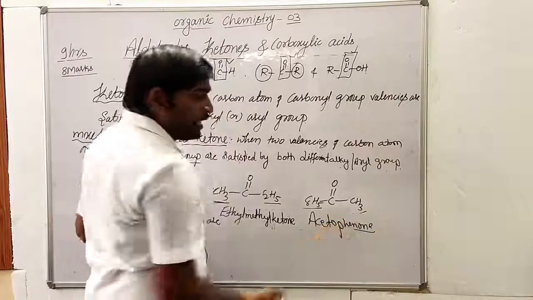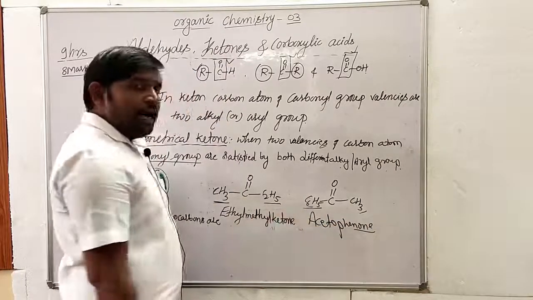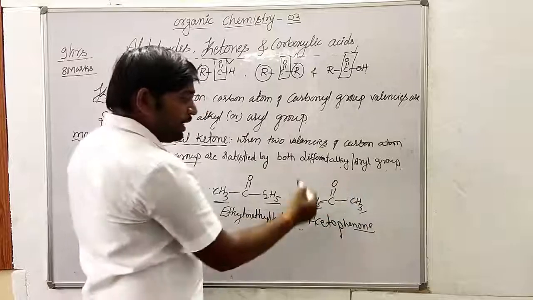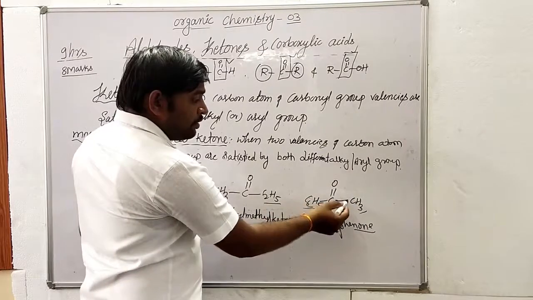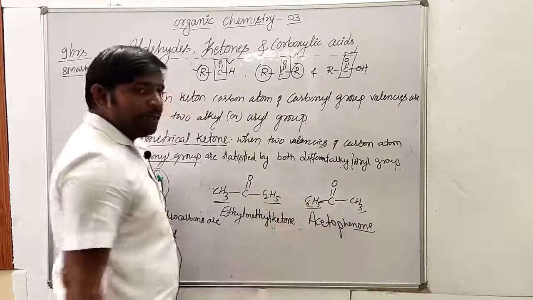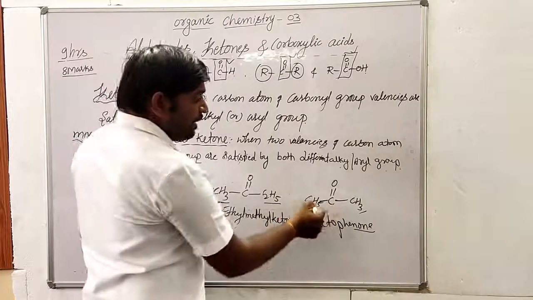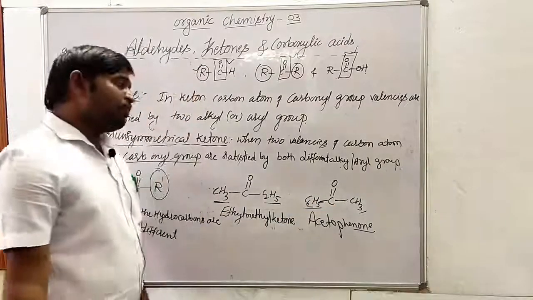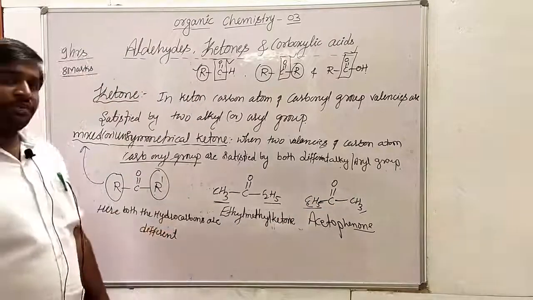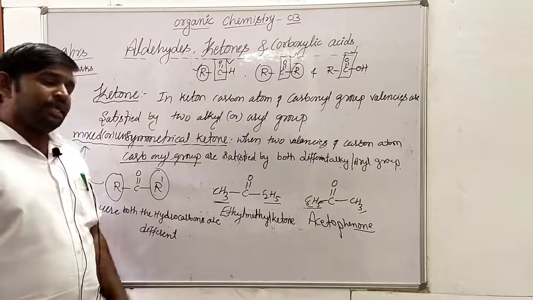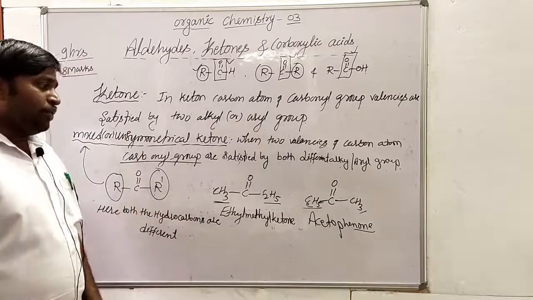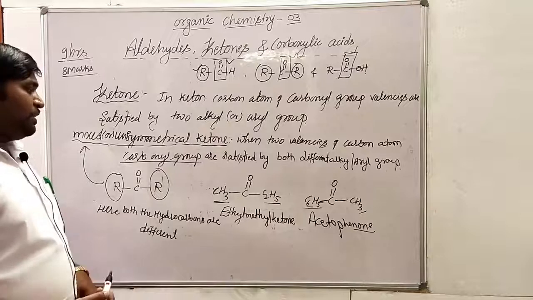Here one alkyl group is there and another is an aryl group. One alkyl group and one aryl group are attached to the carbonyl carbon atom, so both valences are different. Such ketones are called mixed ketones or unsymmetrical ketones. Many such examples we may consider.